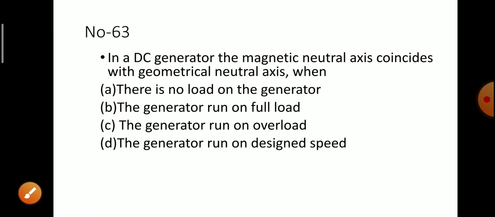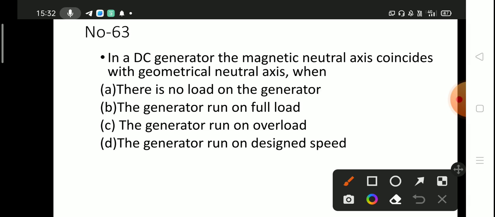Number 63. In a DC generator, the magnetic neutral axis coincides with the geometrical neutral axis when: A, there is no load on the generator; B, the generator runs on full load; C, the generator runs on overload; D, the generator runs on design speed. The answer is A, there is no load on the generator.